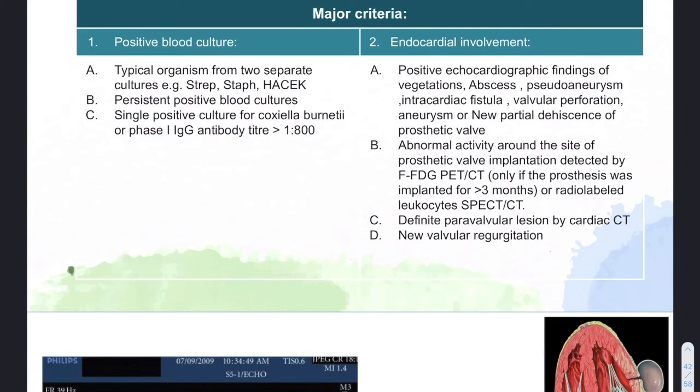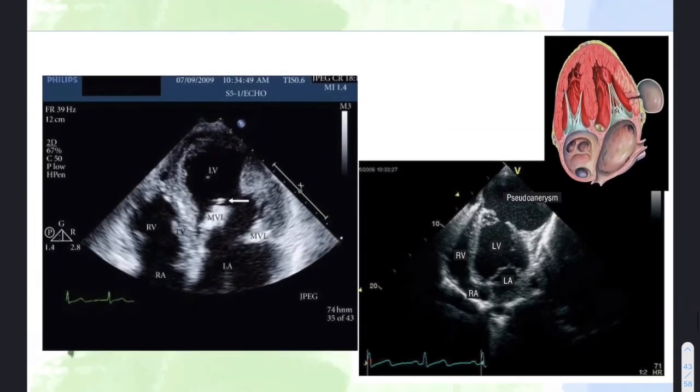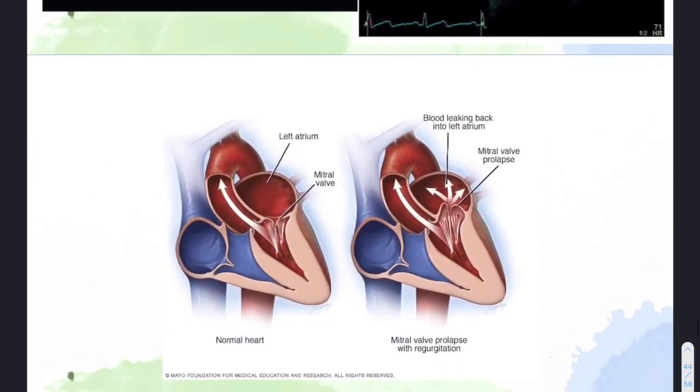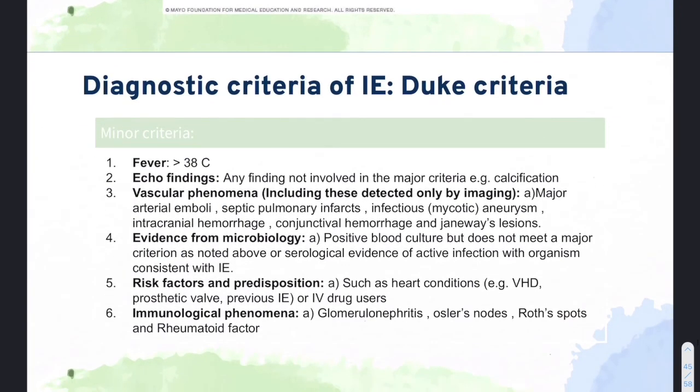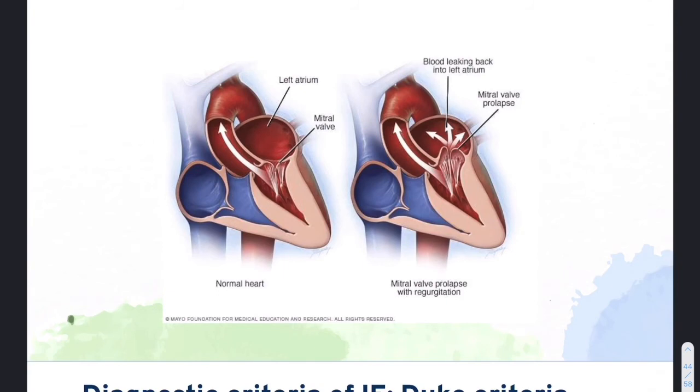There would be endocardial involvement if there is a definite paravalvular lesion by cardiac CT or new valvular regurgitation. Stenosis is not included, but valvular regurgitation is considered endocardial involvement. There is something I want to clarify here. For major criteria, you might have 2 points for them. We calculate them to see if it is definite or possible infective endocarditis or rejected. Then here is an illustrative picture of the regurgitation.